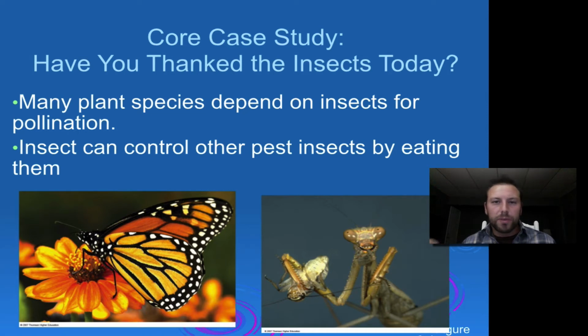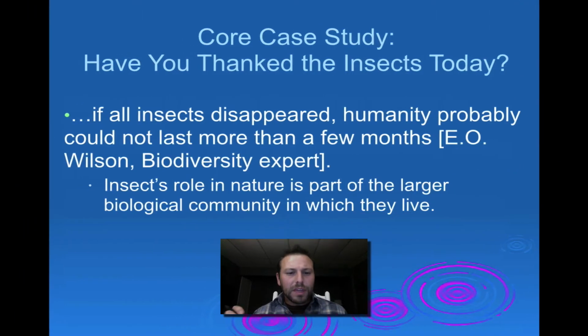Insects play a number of pivotal roles in our ecosystems. One is pollination. Many different plants are pollinated by insects, and then insects that control other insect populations. And there's even insects that help develop soils and put these nutrients in and help recycle nutrients through the ground. Really, insects have a huge number of roles within our biomes. E.O. Wilson basically said that if all insects disappeared, humanity probably could not last more than a few months. That is how important they are to us, just the effect they have on other communities in general.